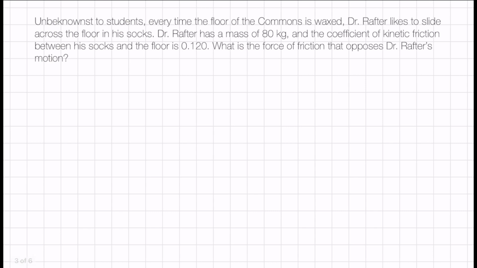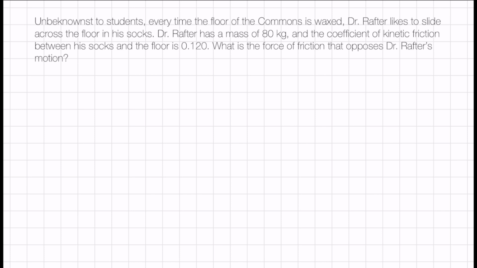So let's go on and solve the second problem. The second problem is very similar to the first one. So here's a scenario. Unbeknownst to students, every time the floor of the commons is waxed, Dr. Rafter likes to slide across the floor in his socks. Dr. Rafter has a mass of 80 kilograms and the coefficient of kinetic friction between his socks and the floor is 0.120. What is the force of friction that opposes Dr. Rafter's motion?